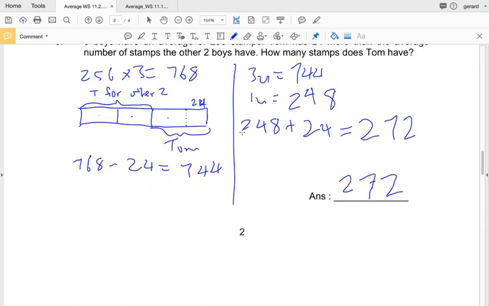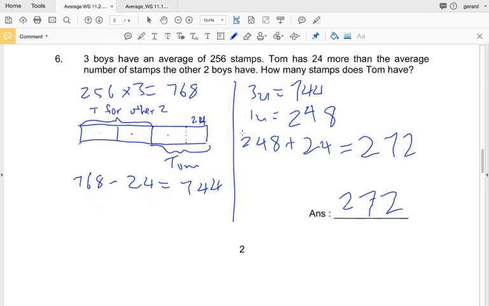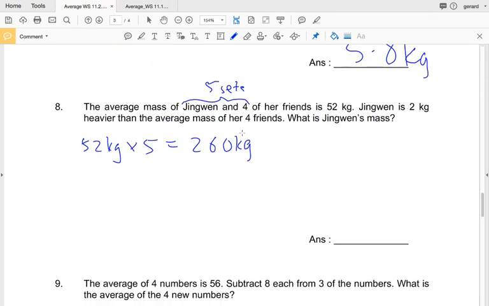Now remember, this question is very similar to question 6. You already have the total number. Now I could draw a model to show Jingwen and 4 of her friends. Maybe that's what I'll do. Okay, so I'll just draw a model.